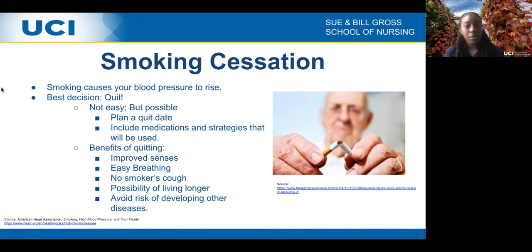The first step can be to plan a date that you will quit. In this plan, you will also include the medications and different strategies you will be using in order to successfully quit. And in this time, you can also find new hobbies to keep yourself occupied, such as exercising or watching a new TV show. In doing this, remember that there are so many pros to quitting. This will improve your senses, allow you to breathe better, and lose the cough that comes along with smoking. Your chances of living a long and healthy life will also improve because you'll be avoiding the chances of developing other diseases associated with smoking, as well as hypertension.